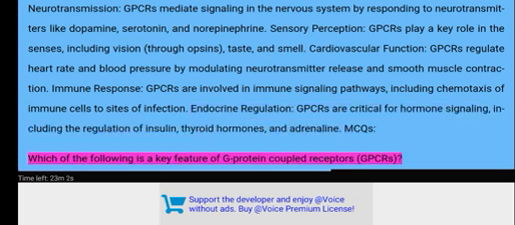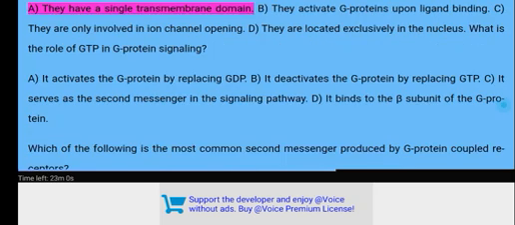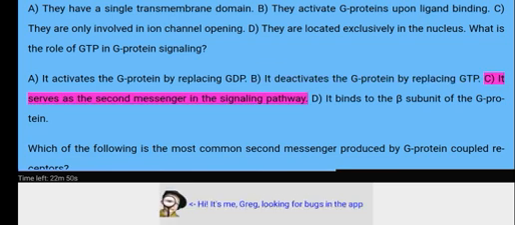MCQs. Which of the following is a key feature of G protein coupled receptors (GPCRs)? A. They have a single transmembrane domain. B. They activate G proteins upon ligand binding. C. They are only involved in ion channel opening. D. They are located exclusively in the nucleus. What is the role of GTP in G protein signaling? A. It activates the G protein by replacing GDP. B. It deactivates the G protein by replacing GTP. C. It serves as the second messenger in the signaling pathway. D. It binds to the beta subunit of the G protein.